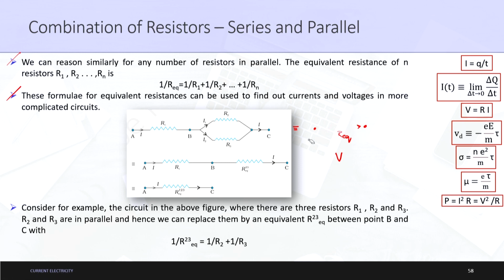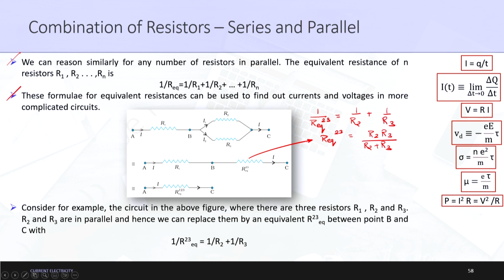So, now how will you do this concept here? As you can see, these two resistors are in parallel. Therefore, if we denote them by some resistor R equivalent 2 3, then 1 by R equivalent 2 3 will be equal to 1 by R2 plus 1 by R3. Hence, R equivalent 2 3 will be equal to R2 R3 upon R2 plus R3. So, this has been obtained here.